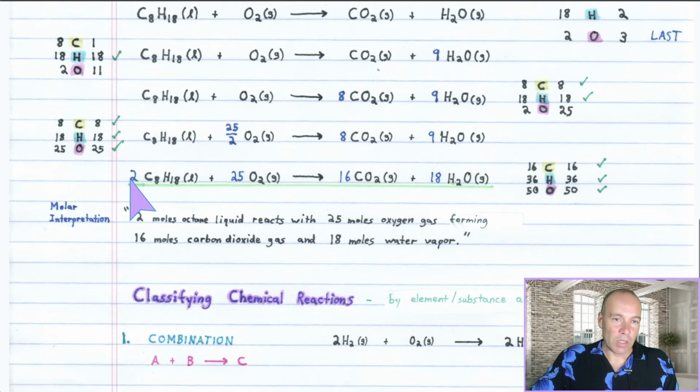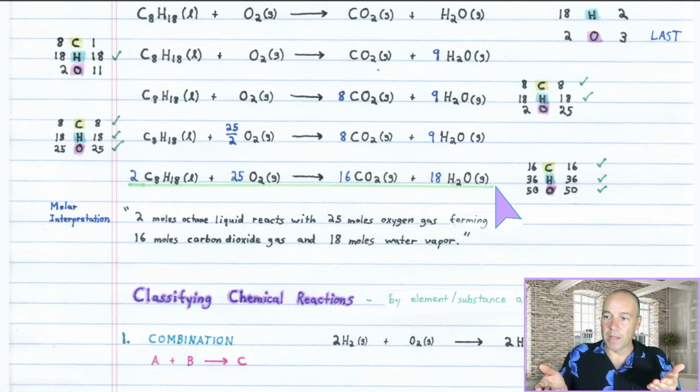Now, to interpret this, you can use the molecular interpretation, or as we'll see in a couple videos from now, the molar interpretation. In chemistry, we count by moles sometimes. You know, if you're a baker, you count by the dozen. In chemistry, we count by the mole.